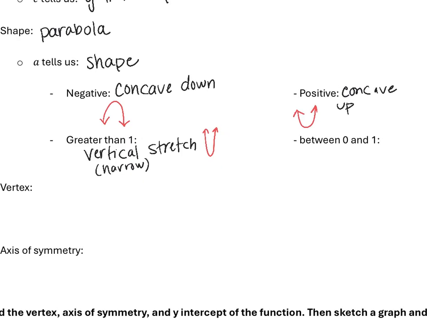Exactly. If a is between 0 and 1, so if it's like a fraction that's between 0 and 1, like 1/2, or a decimal like 0.7, between 0 and 1, we'll have a vertical shrink, meaning our graph is going to get wider. So a tells us a little bit how the graph is going to look, the shape of that parabola, and then c tells us the y-intercept.